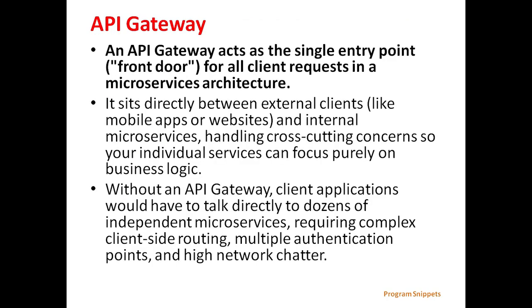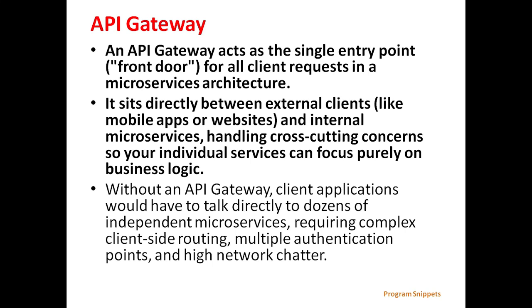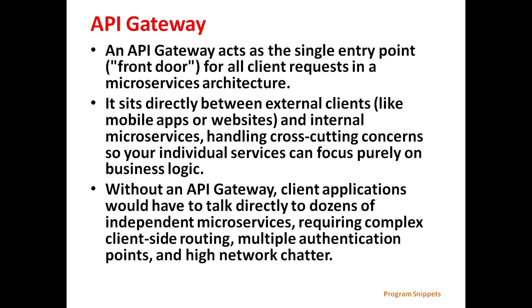First is API gateway. An API gateway acts as a single entry point for all client requests in a microservices architecture. It sits directly between external clients and internal microservices, which handles cross-cutting concerns. So your individual services can focus purely on business logic. Without an API gateway, client applications would have to talk directly to dozens of independent microservices, which requires complex client-side routing, multiple authentication points, and high network chatter.